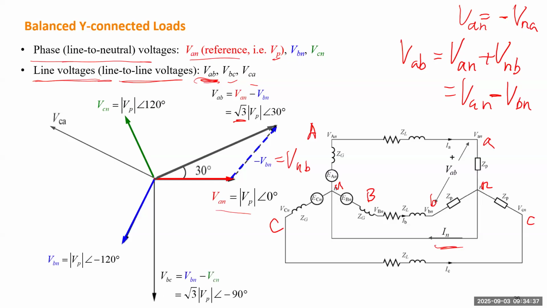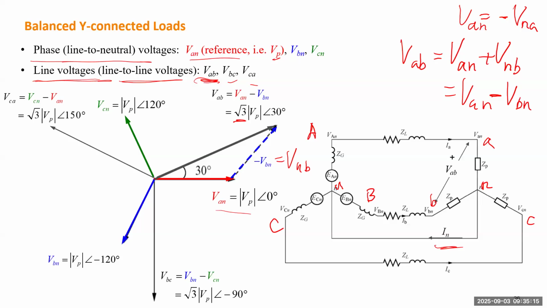Similarly, we can get the formula for the other two line voltages. For instance, VBC will be VBN minus VCN. If we know the phasors VBN and VCN, then to calculate the subtraction of one phasor from the other, you just draw a phasor starting from the second one going to the first one. So you draw a vertical phasor pointing to the ground, which is this one.